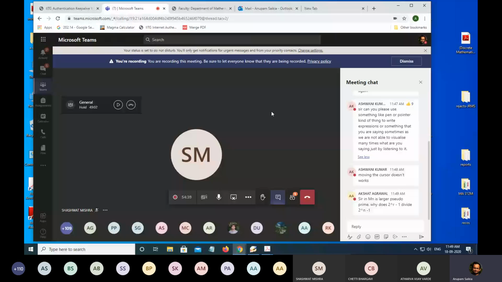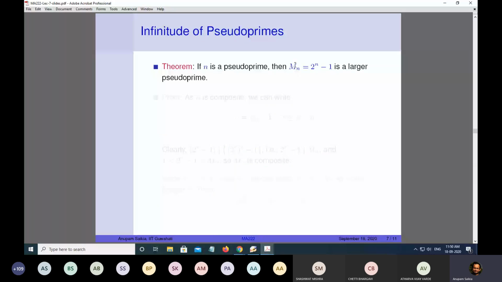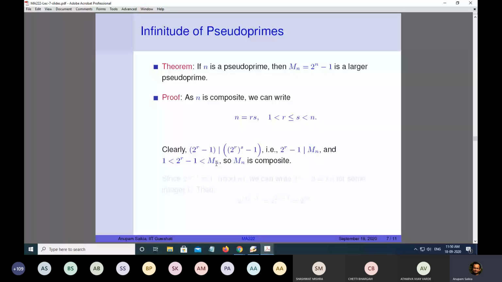If Mn is a pseudoprime, then why does 2^r minus 1 divide 2^n minus 1? Okay, I will explain this one again. See, okay, first question is: for Mn to be called a pseudoprime, Mn should be a composite number. See, to be a pseudoprime, it should be a composite number first. So here we are showing that it's a composite number. Had it been a prime number, then it would not be a pseudoprime.